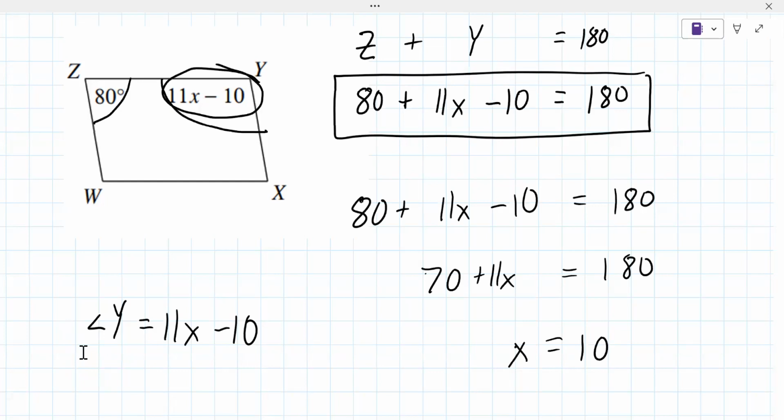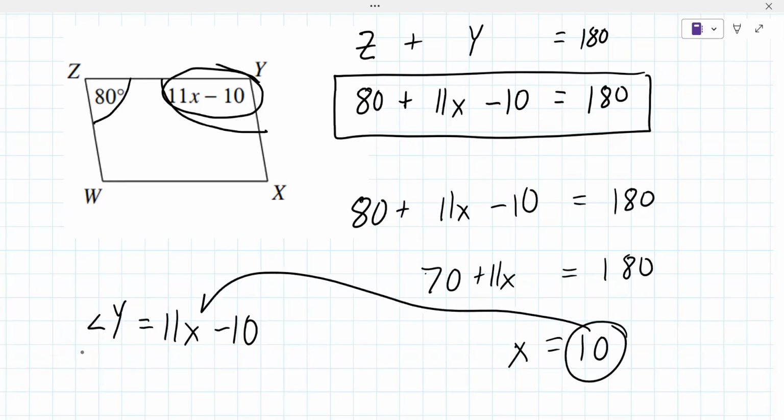I don't know. I think so. We have the value of X. So I want you to put that value of X in there and determine the angle measure, please. Oh, I forgot this is the same.